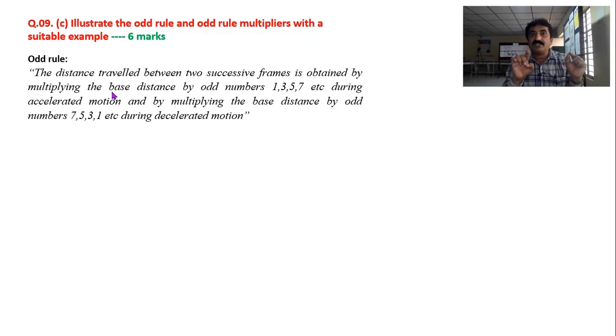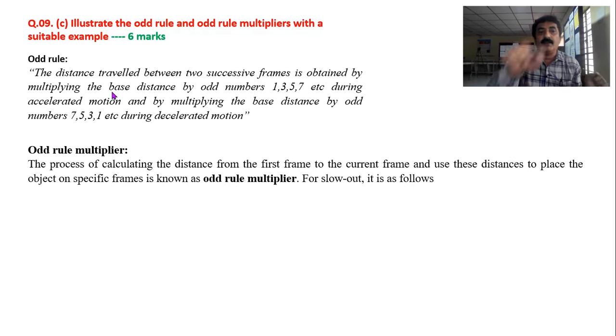For finding the distance between any two frames, or between the first one and any other one, we use a rule called odd rule multiplier. That odd rule multiplier goes like this. The process of calculating the distance from the first frame to the current frame, which may be the fourth one, the 10th one, or the 100th one. From here to there, what is the distance? For that we use this odd rule multiplier. It is almost similar for slow out and slow in process. Whatever I explained for slow out, its opposite is applicable to slow in.